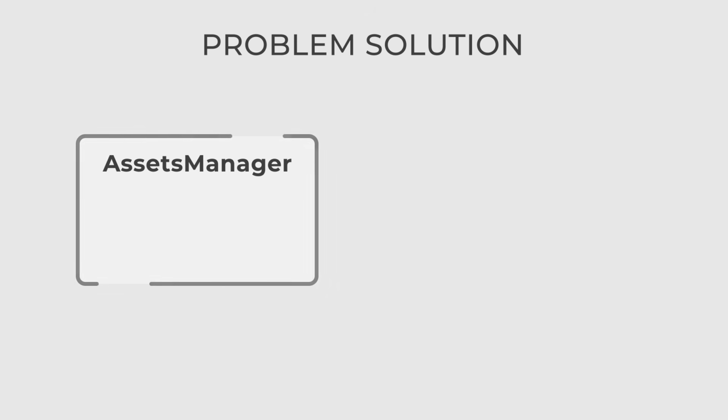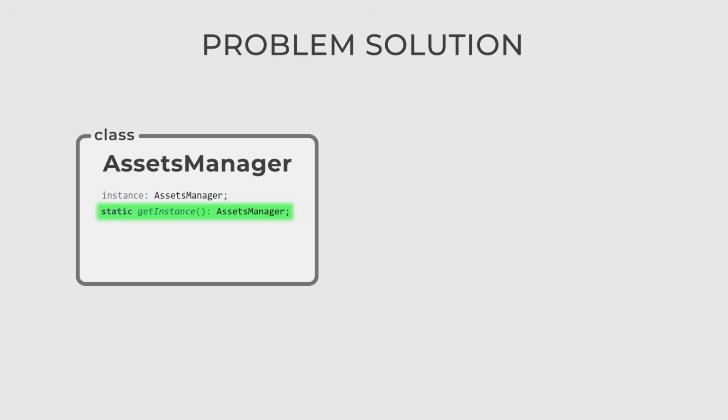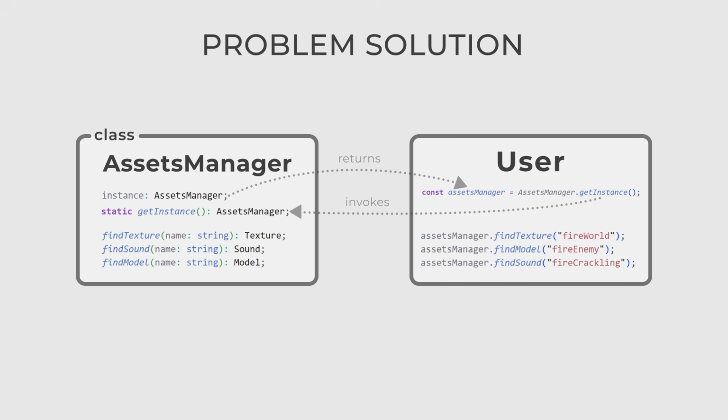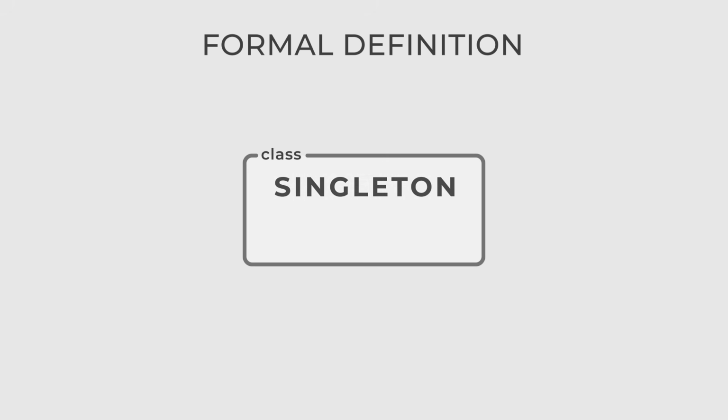Let's create an Assets Manager class that will be the main actor of the Singleton design pattern. It should not have any public constructors to create itself, only the static method named getInstance should do it. The user should call this method to receive an Assets Manager instance, and after that, they can use any non-static method with it. The user will not know anything about caching or internal optimizations, because this logic will be encapsulated in the Assets Manager class. There is only one actor in this design pattern, the Singleton itself, which is a class that implements the Singleton pattern, ensuring that only one instance of it can exist.